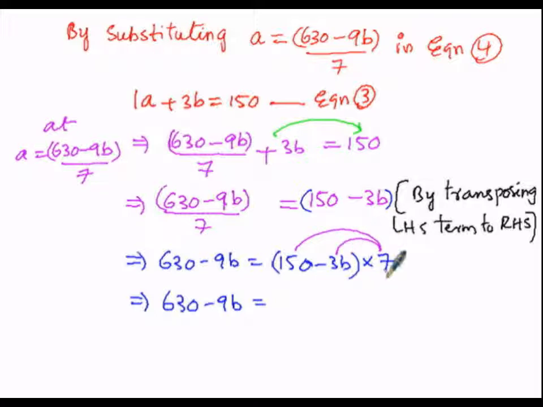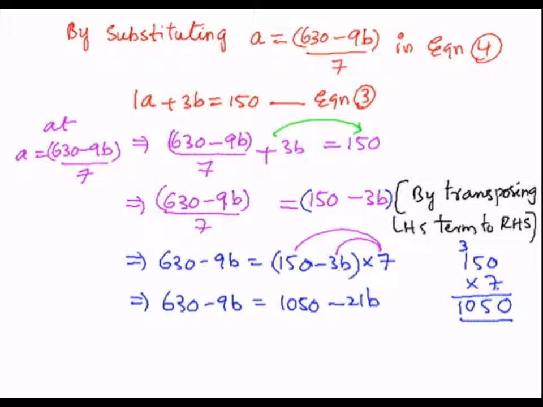So 7 must be multiplied with 150, then later 7 with 3b. So 7 into 150: 7 zeros is 0, 7 5s is 35, carry 3. So 7 1s is 7 plus 3 is 10, that is 1050. 1050 minus 7 3s is 21 with b, so 21b.